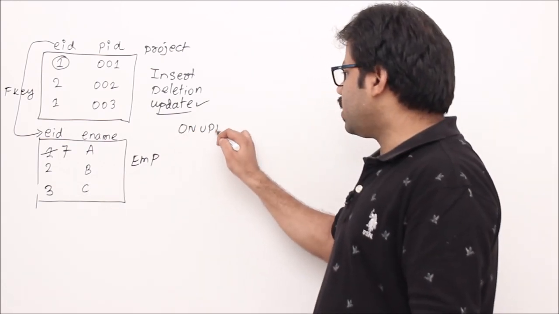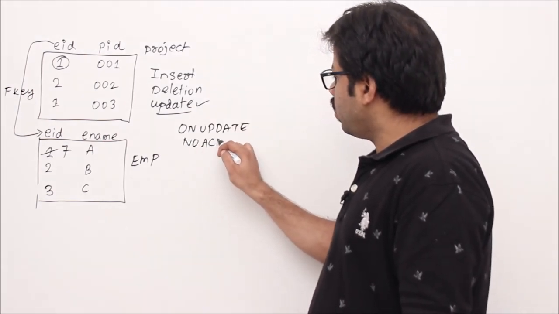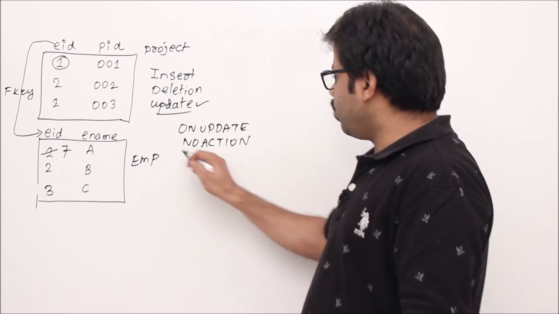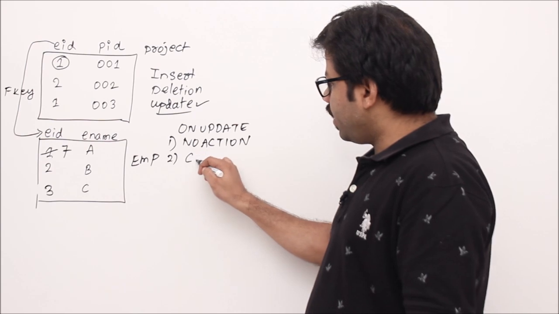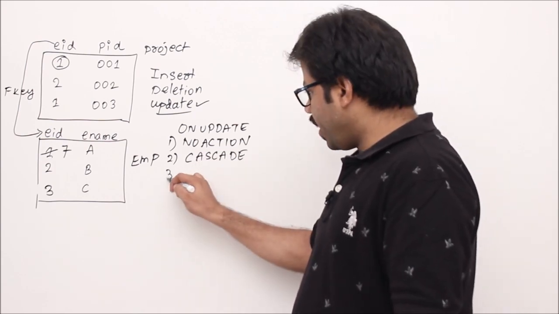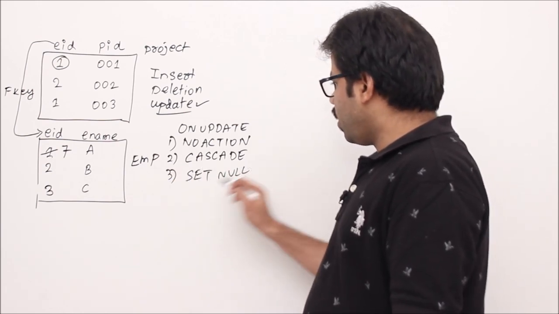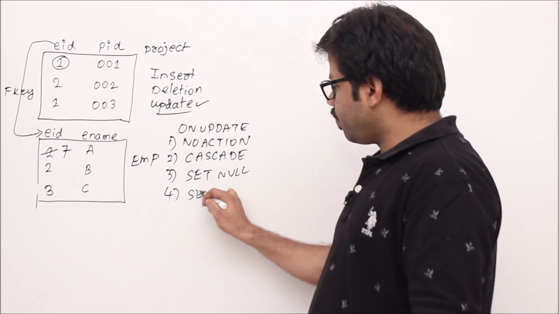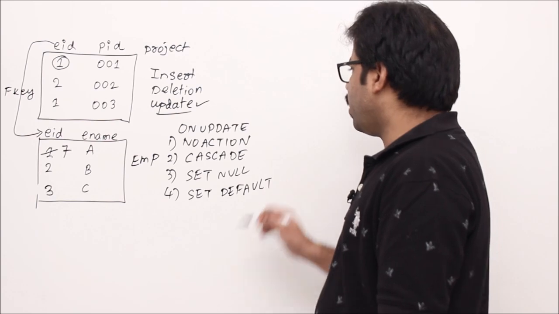So for that we have to mention it like this. On update, no action. Second one, strategy number 1. Strategy number 2, let's say on update, cascade. The third strategy we can apply is on update set null, and on update set default. So these are the strategies. Let's see them one by one.